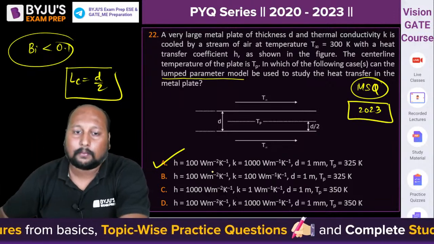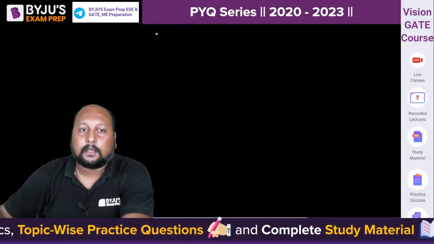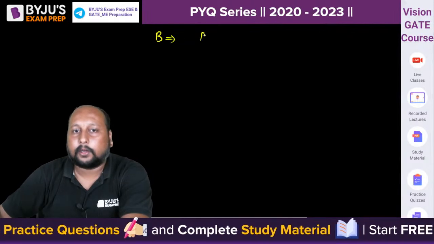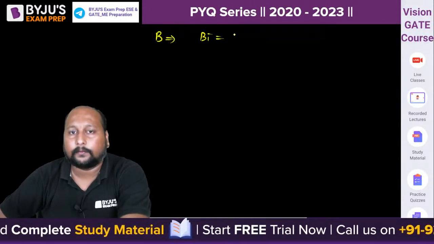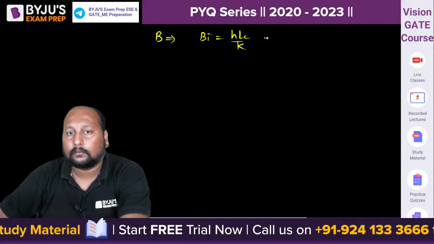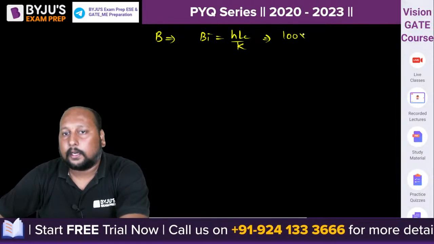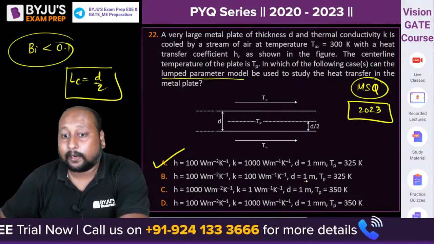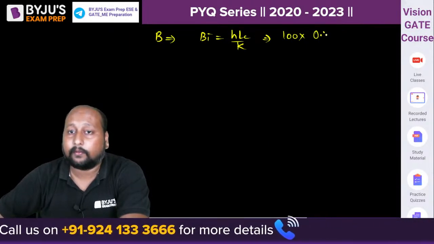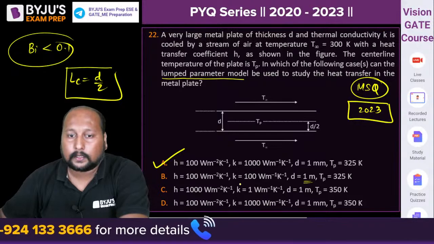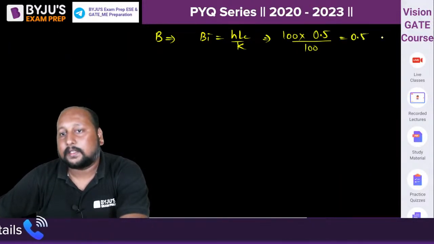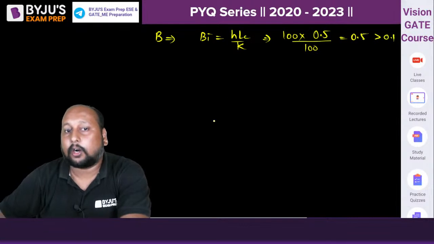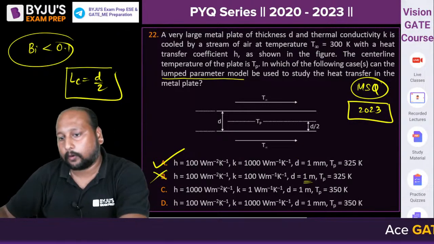Let us go with option number B. Biot number is equal to h Lc by k. H value is 100, into, what is the diameter? Diameter is equal to 1 meter. So 0.5 divided by k value 100. So this is equal to 0.5, which is greater than 0.1. So this is not a lumped body.